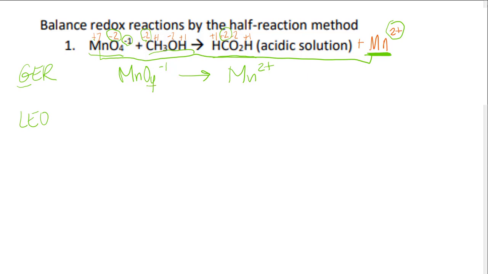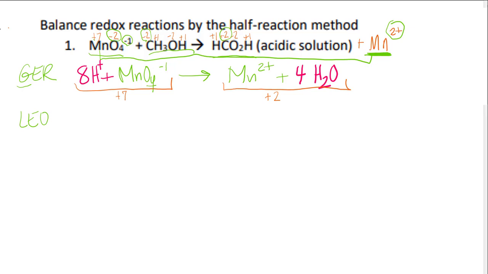I have 4 oxygens on the left, so that means I'm going to need to add 4 waters on the right. Now I have 8 hydrogens on the right, so I need 8 H pluses on the left to balance out my hydrogens. Next, I need to look at charge. I've got 8 pluses and 1 minus, so I have a +7 on the left, and on my right, I just have +2.